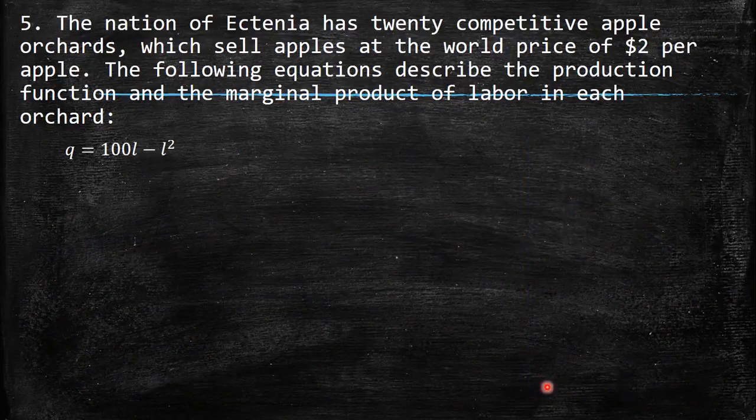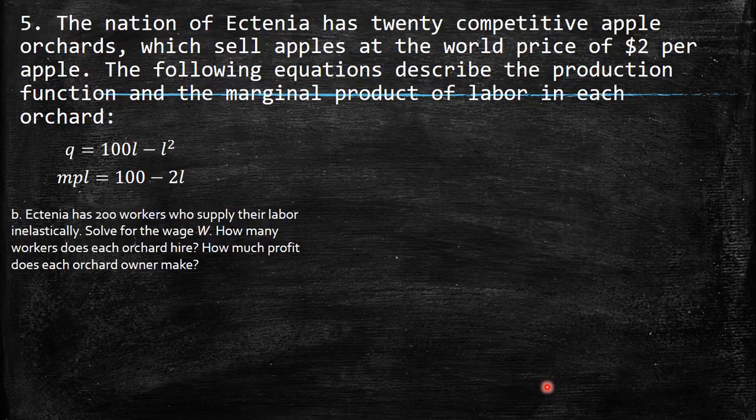Then you have here the same expressions provided before, and then it says Ectenia has 200 workers who supply their labor inelastically. Solve for the wage W. How many workers does each orchard hire? How much profit does each orchard owner make?